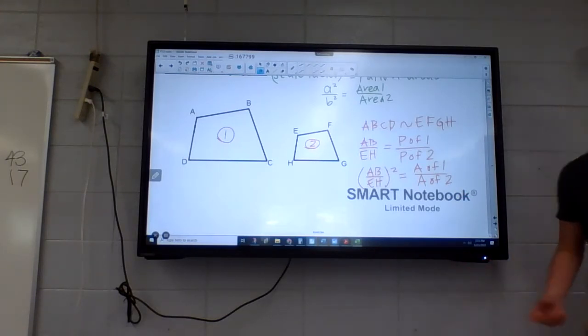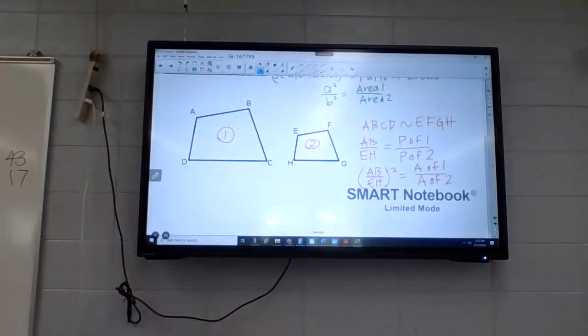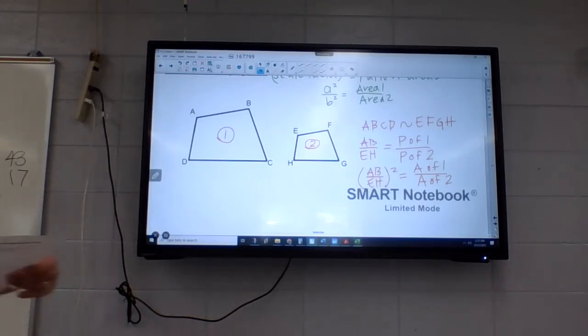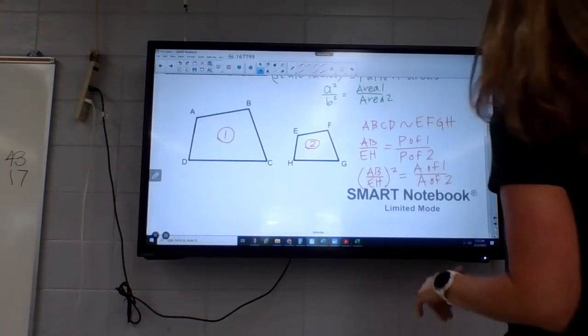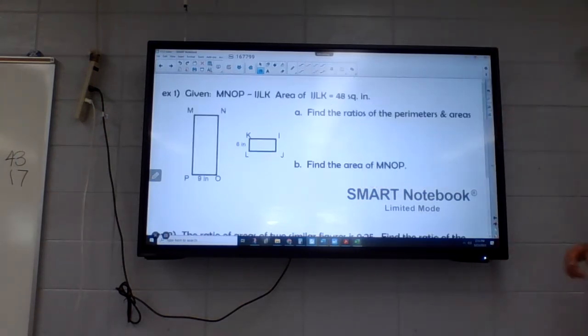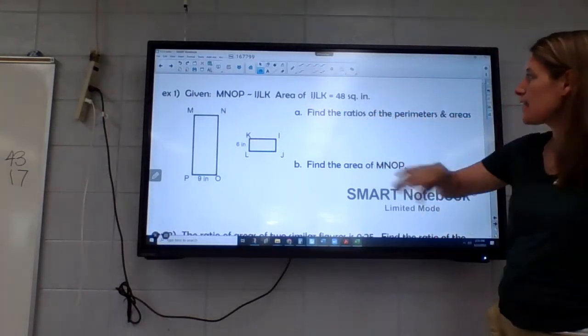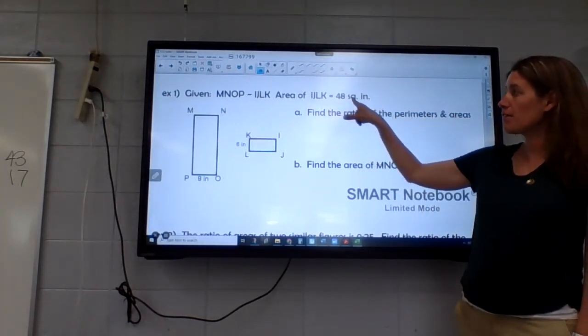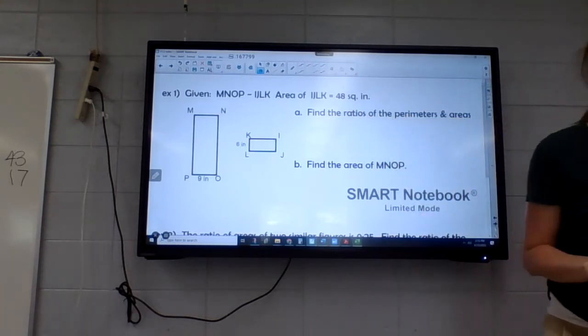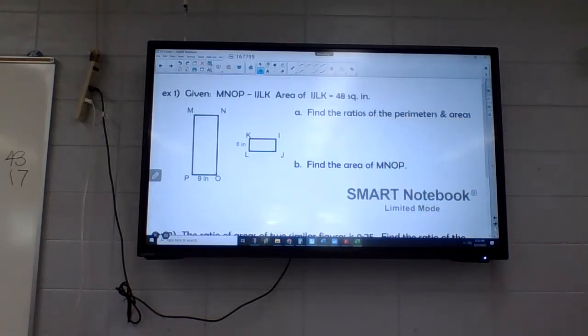So we'll apply that here on the back side. So they tell us that we have two similar shapes here on the back side. So they tell us these two are similar. And they tell us that the area of the smaller one is 48 square inches. They want us to find the ratio of the perimeters and the ratio of the areas, and then they want us to find the area of the bigger shape.